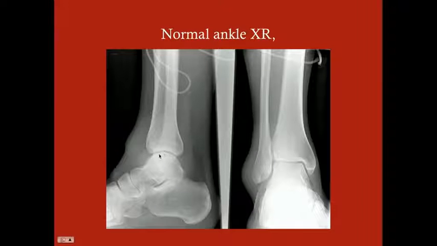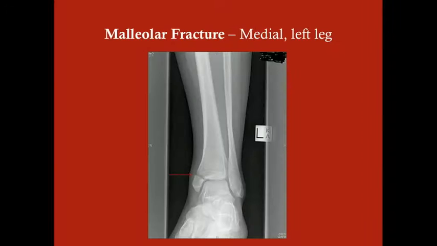And then the tibia has this nice concentric relation with the talus. And when we're looking at dislocations, which commonly occur in malleolar fractures, this will be disrupted. So you'll have the tibia dislocated from the talus. Okay. So here's a malleolar fracture of the left leg, and you can see the fracture right here.